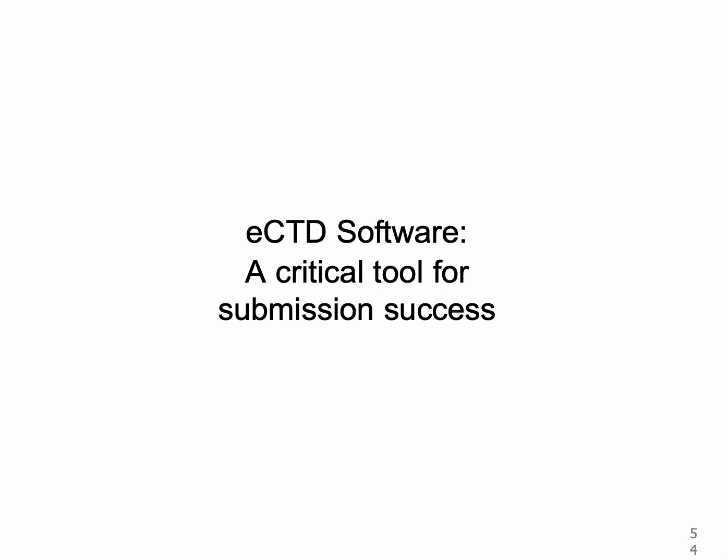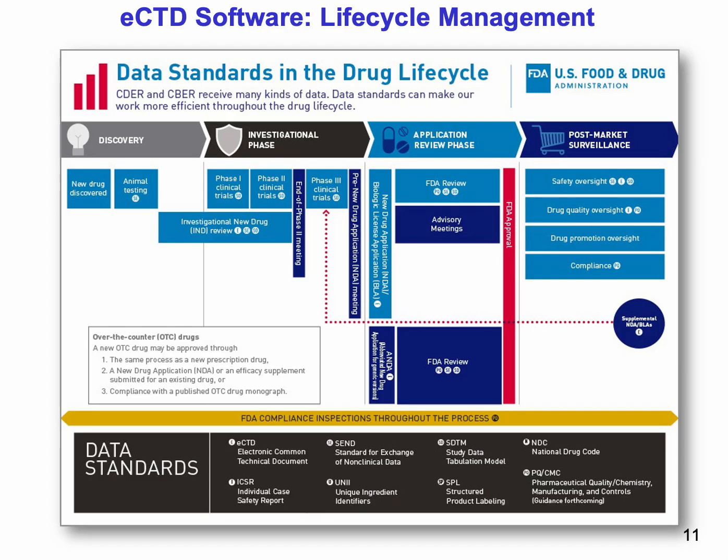Now let's talk about the eCTD software. It's a critical tool for submission success. Now here we are looking into the life cycle management. You do have 4 main phases. So on the left side you have the discovery phase, where we are going to have information about the new drug discovered. Then we have an investigational phase, where we look into, obviously, phase 1 and phase 2 and phase 3. And of course, this is following the animal testing, which is in the discovery phase.